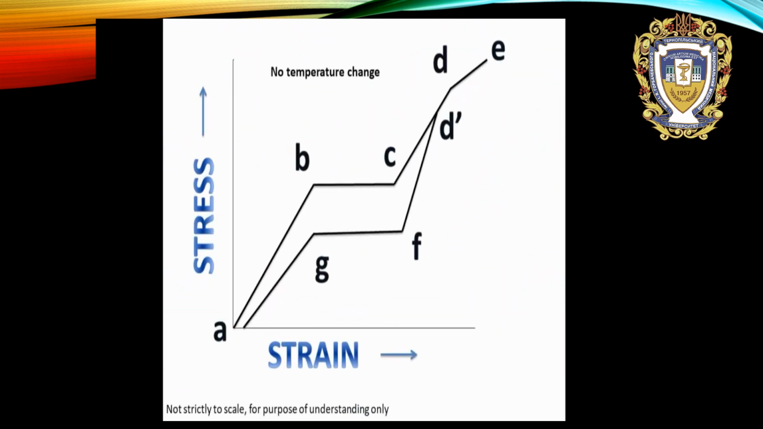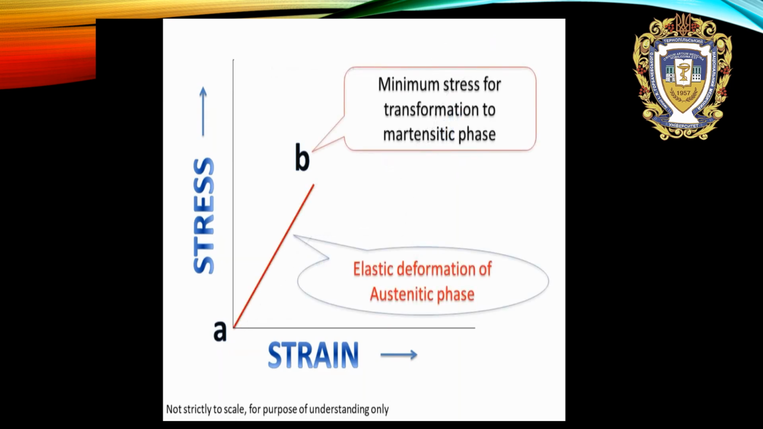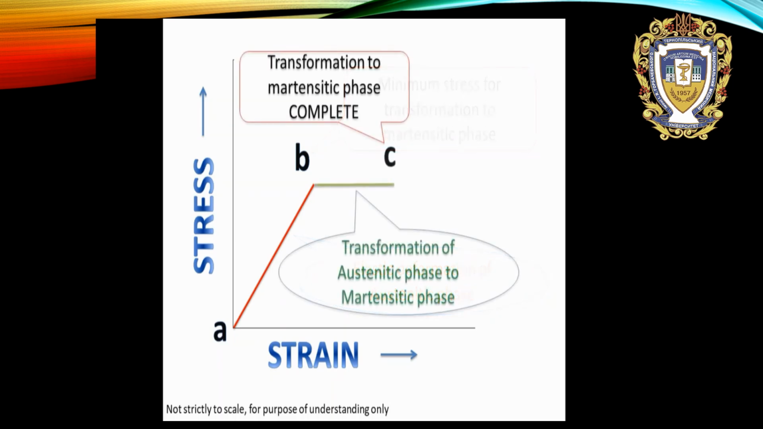This is a schematic representation of the superelastic behavior of an orthodontic wire. Let's have a look at it stepwise. Segment AB corresponds to initial elastic deformation of the austenitic phase, which is stable at low stresses. Point B is the minimum stress for transformation of the austenitic to the martensitic phase. Segment BC corresponds to transformation of austenitic nitinol to martensitic nitinol. Typically at 10% strain, transformation is complete.